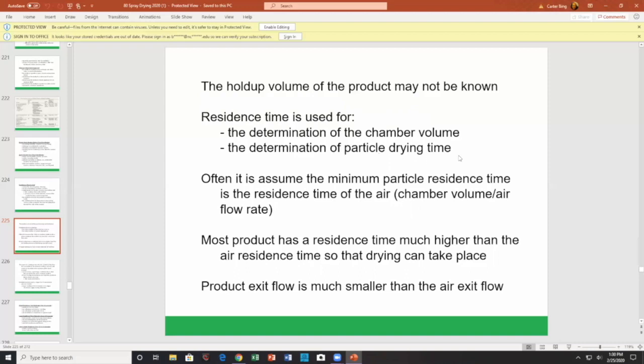Determination of particle drying time, from Lefebvre's book. It's often assumed that the minimum particle residence time is the residence time of the air. Well, that may be true, or it may not be true. Most products have a residence time much higher than the air residence time, so that drying can take place. There you go. Product exit flow is much smaller than air exit flow.